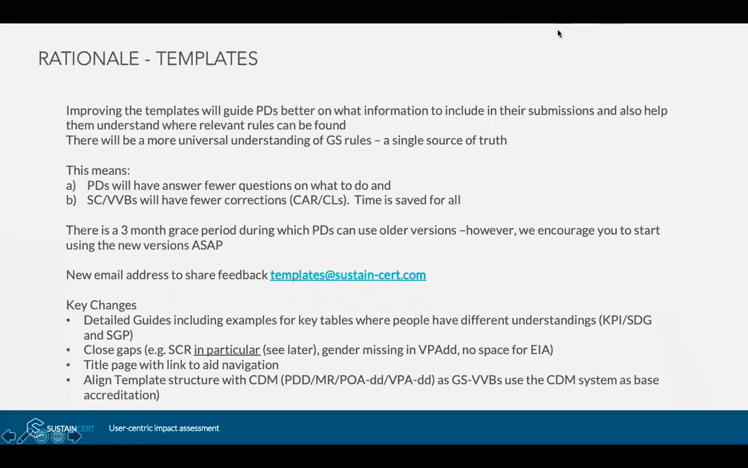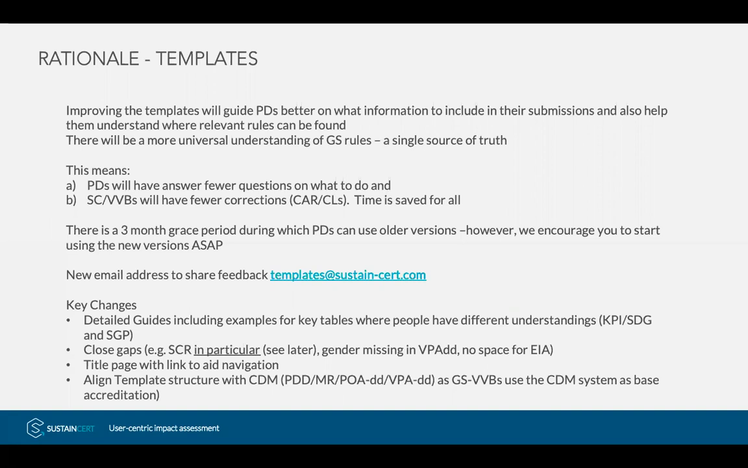Okay, so first of all, the rationale. The thinking behind changing the templates is that these are the way that people demonstrate compliance with the standard. Gold Standard rules can be complex, and they can be hard to spot. So the templates are a good communication tool between the rules and the people who check the rules, so VVBs and ourselves in SustainCert. So we figured that if we were to improve these templates, it would better guide project developers on what information must be included in submissions.